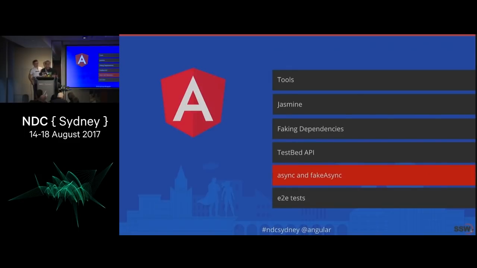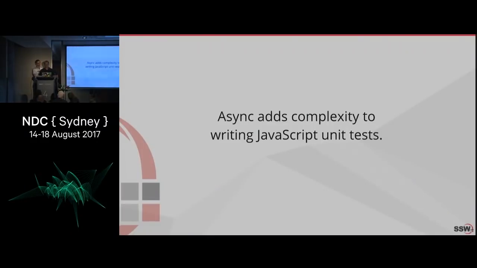So I'm going to talk about the challenges around testing asynchronous code, because asynchronous code adds complexity to writing your JavaScript unit tests. It's quite simple to have a form with a button on it. The button calls a service. The service makes an HTTP request, which returns something. And then when you're doing your test, you want to assert that all of that is working together. But the challenge is around that asynchrony.